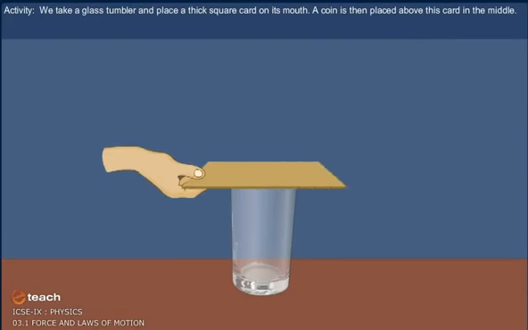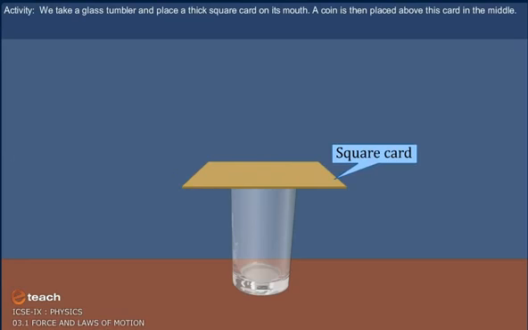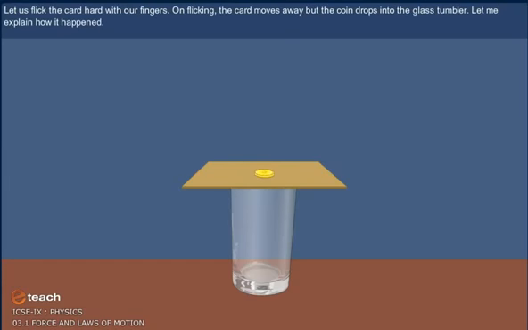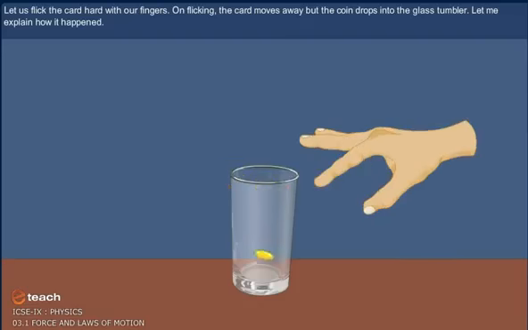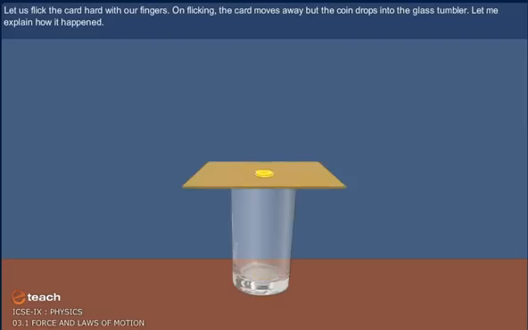Activity. We take a glass tumbler and place a thick square card on its mouth. A coin is then placed above this card in the middle. Let us flick the card hard with our fingers. On flicking, the card moves away, but the coin drops into the glass tumbler. Let me explain how it happened.